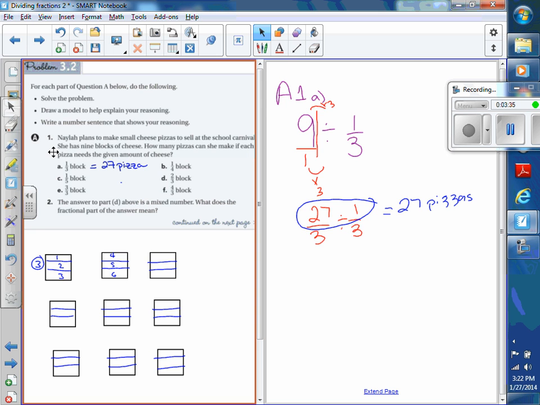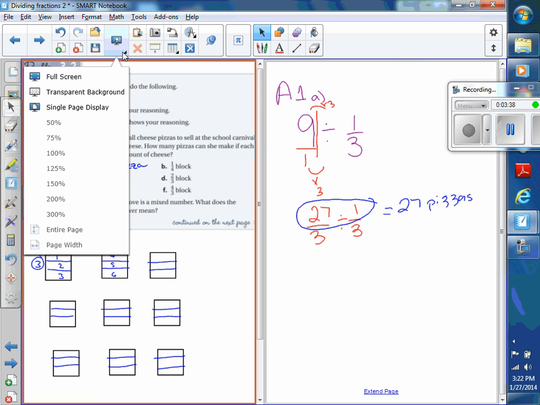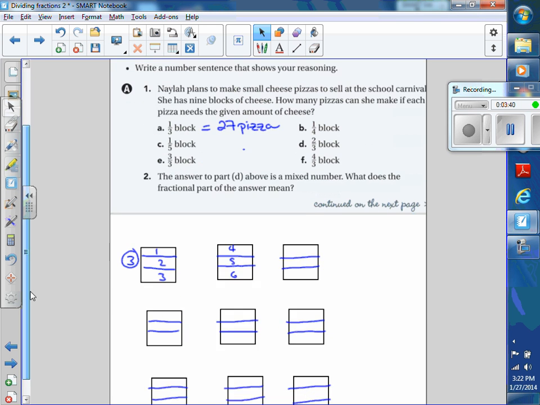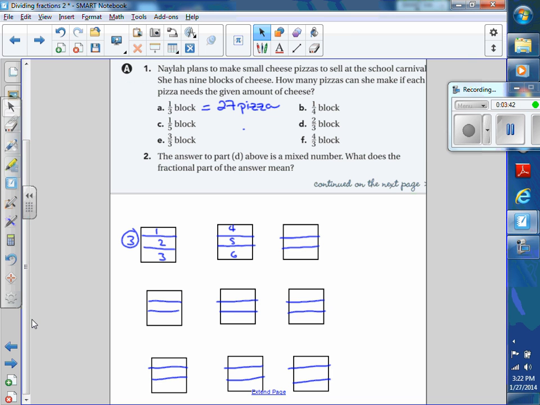Well, let's go to D first. If you look at A part D, now it's saying you need 2/3 of a block of cheese for a pizza. So it gets a little harder. So how many pizzas can we make? We need twice as much cheese. What do you think, Carson? That's right. So if we're only going to make whole pizzas, we can only make 13 pizzas.